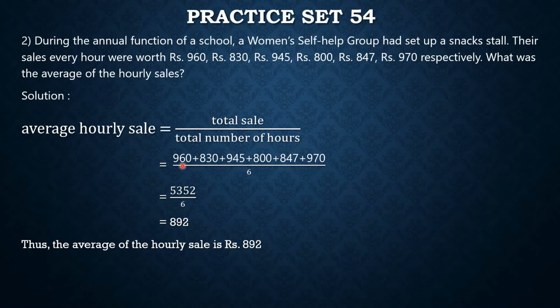So total sale is the sum of the given sales, that is 960 plus 830 plus 945 plus 800 plus 847 plus 970, and total hours is 6. So we will add it up and divide by 6. When we add, we get 5352, and divided by 6 we get 892. So thus the average of hourly sale is rupees 892.